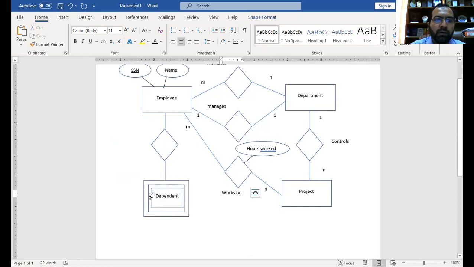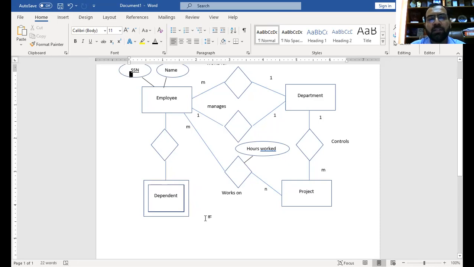Sorry for a bit of overlapping, because I'm working on the word processor, but you understand the concept. So dependent is a weak entity, and its existence depends only on the employee, and because of that employee, the company wants to have that data. So what is the relationship between employee and dependent? An employee has dependents. An employee might have zero or more dependents. There might be no dependent of an employee, or if there are more, then of course it is many. So from here it is one to many.